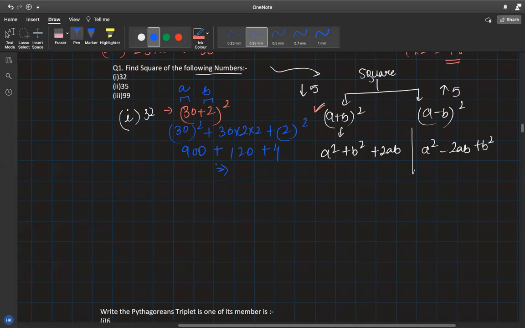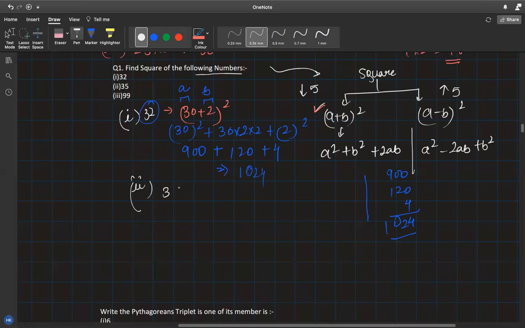Okay, so let me show you the answer. 900 plus 120 plus 4. When you add all these values, your answer is going to become 1024. Those who are facing problems can just use the primary method. So the answer is 1024. Square of 32 is 1024. Keep your calculators. If you think I'm wrong, let me know in the comment box below.